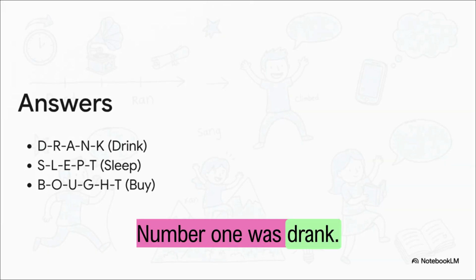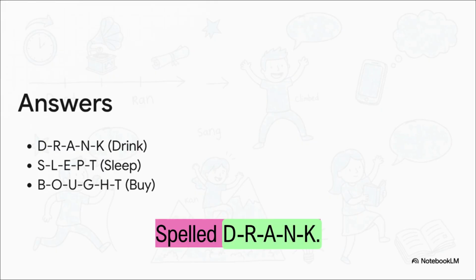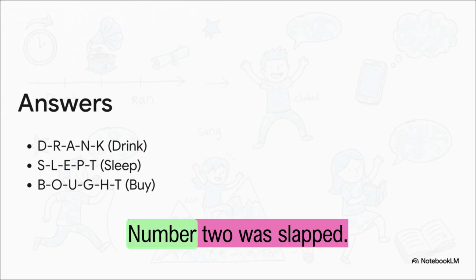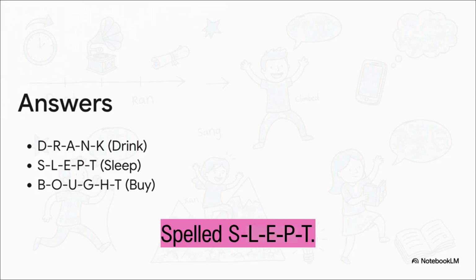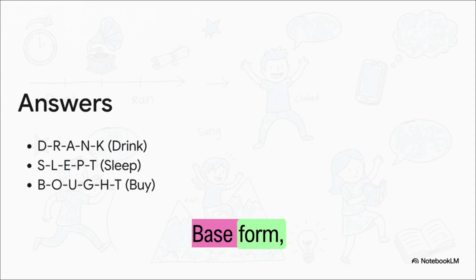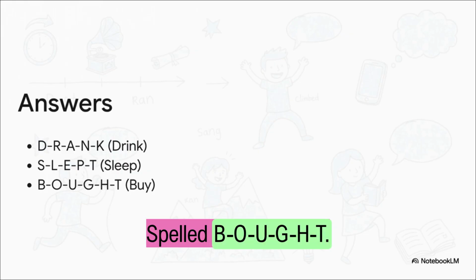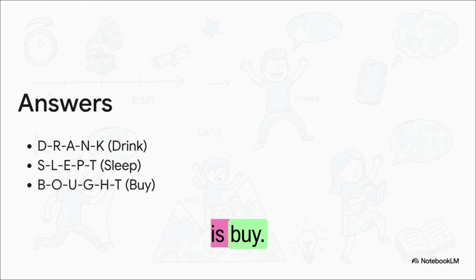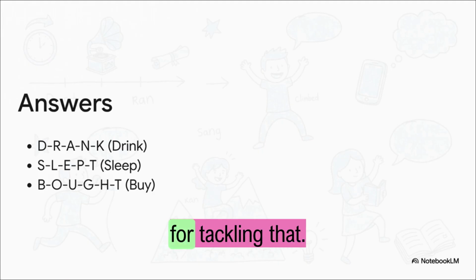Number 1 was drank, spelled D-R-A-N-K. Base form, drink. Number 2 was slept, spelled S-L-E-P-T. Base form, sleep. And number 3, often the trickiest one, was bought, spelled B-O-U-G-H-T, and the base form is buy. Give yourself a massive pat on the back for tackling that.